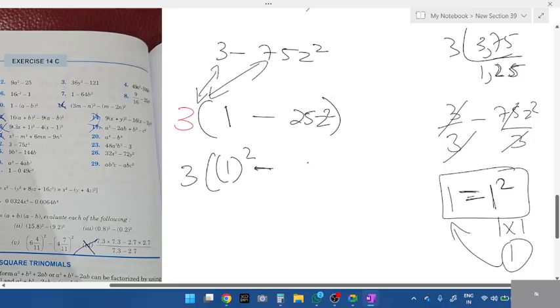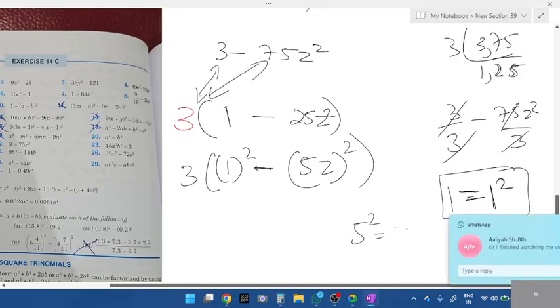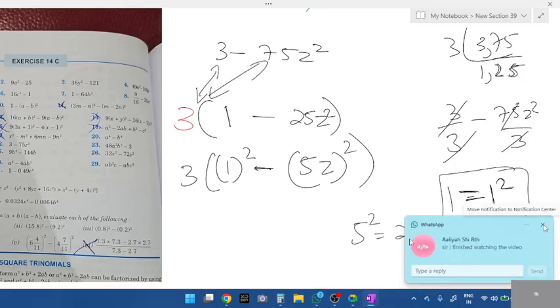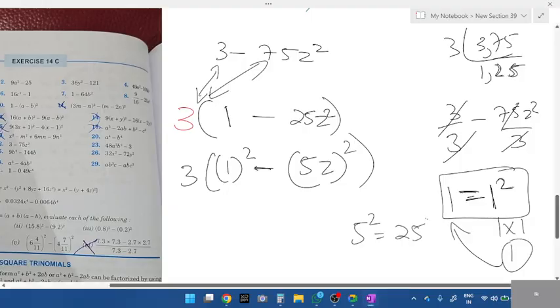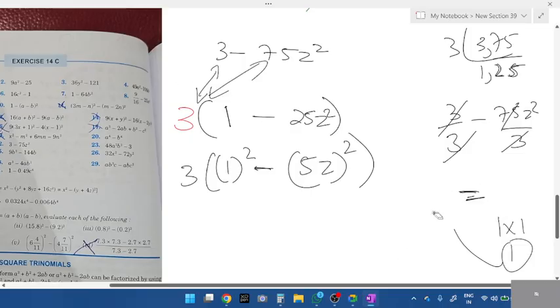25. How can I write 25? 5 whole square, right? If I write 25 as 5 square, what is the 5 square value? Does it change the value of 25 if I write 5 square? No. So that's the reason. In order to apply a square minus b square, we convert. Now is it clear? Yeah.